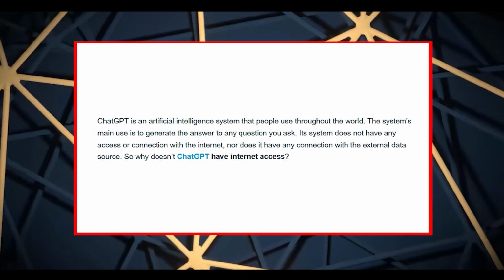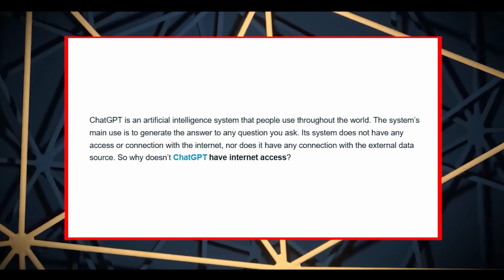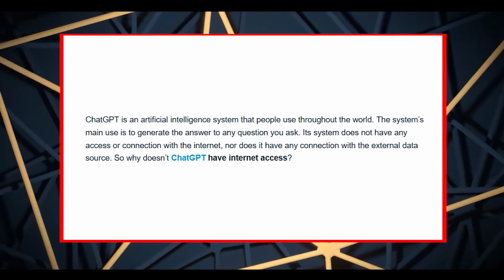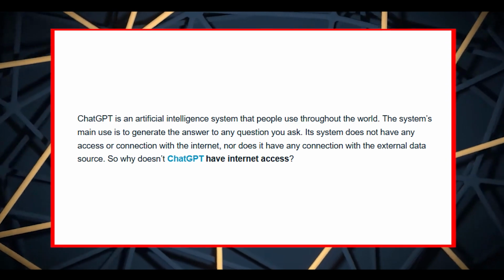So ChatGPT is an artificial intelligence system that people use throughout the world. The system's main use is to generate the answer to any question you ask. Its system does not have access or connection with the internet, nor does it have any connection with the external data source. So why doesn't ChatGPT have internet access? That answer is incorrect. Does ChatGPT have internet access?